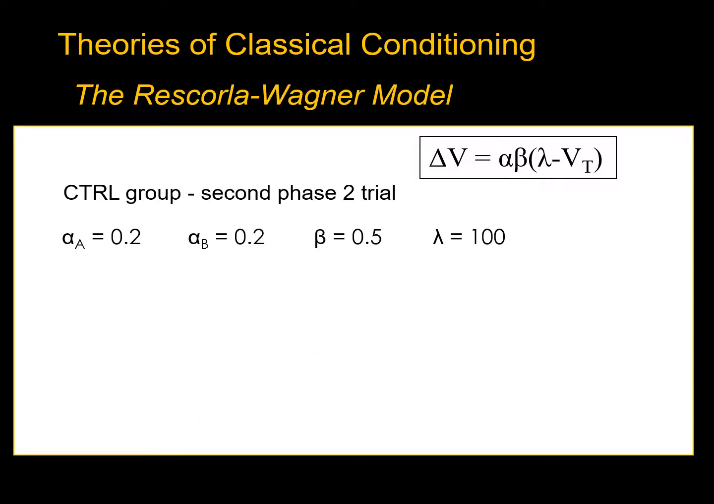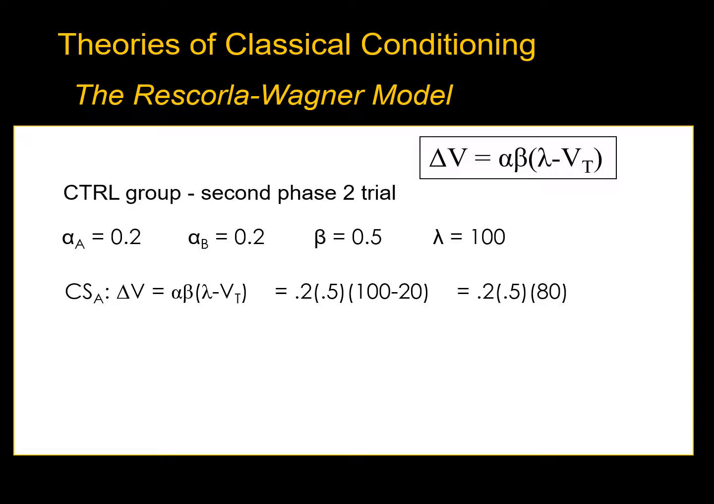So again, we get to our second trial. We still have to model them separately, but we have to take into account the total amount of that lambda value that's been used up. So here, even though this CS only acquired 10 units of associative strength, V sub t also includes the associative strength acquired by the other CS, so we plug 20 in there. I'm hoping that's not confusing anybody. So we do our arithmetic here.